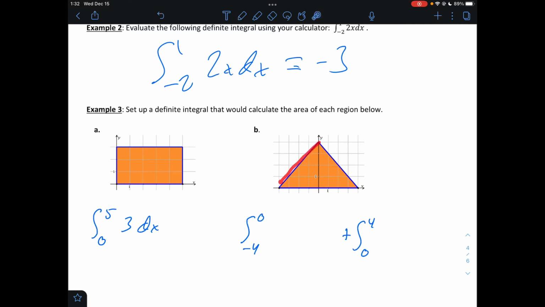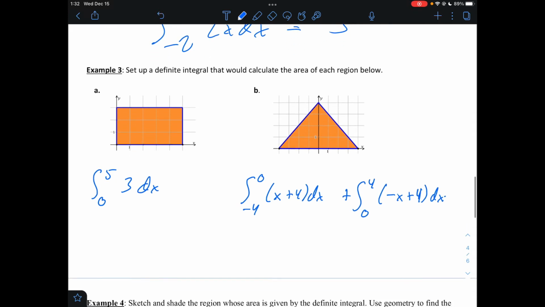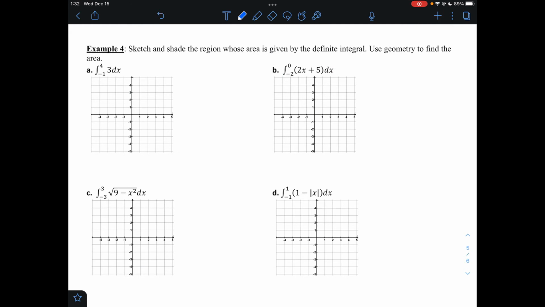And the first height is this line right here. So it has a slope of 1 and a y-intercept of 4. So that would just be 1x plus 4 dx. And our second height is this line here, which has a slope of -1 and a y-intercept of 4. So -x plus 4 dx. And again, we could find that integral pretty easily using geometry because it's just a triangle. So we know what that area would be. But we'll focus on that in our next slide right here.